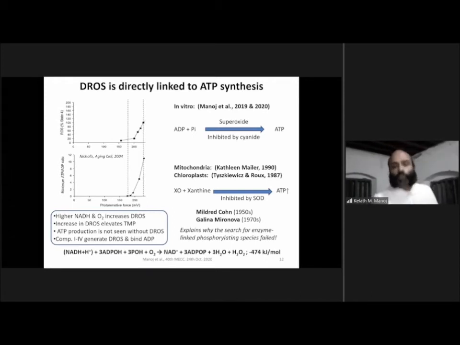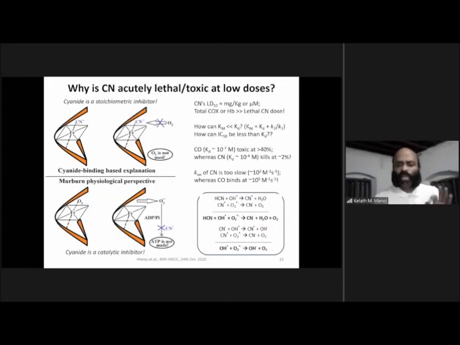So the strongest evidence for this, and I think it is conclusive, comes from cyanide inhibition of aerobic respiration. The classical view, this work is in toxicology. If I don't get enough time, please see this paper. Cyanide is supposed to bind the iron center and thereby prevent access of oxygen. In the Murburn physiological perspective, we say that of course it cannot do that at the lethal concentrations because oxygen can easily bind. But what happens is the superoxide and the ROS that is formed interact with cyanide in such a manner that the ROS react and get turned over to water, regenerating the cyanide ion. In this mechanism, cyanide is a catalytic principle.